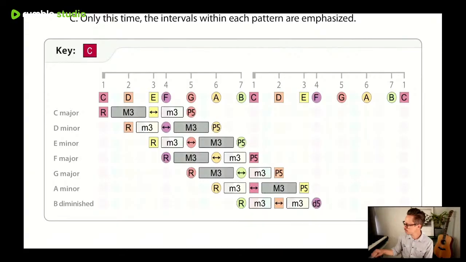So here along the top, we have C, D, E, F, G, A, B, C, right? So we have a root note. A root note just means it's the underlying foundation of a chord. This R means root in this case. And between the root of C and its next note is a major third. So that's what this dark gray and capital M3 represents.